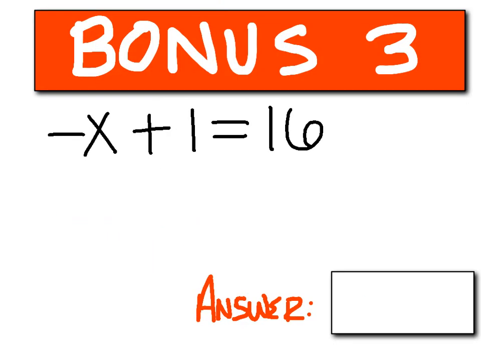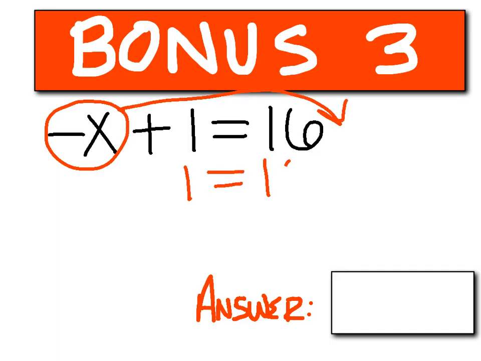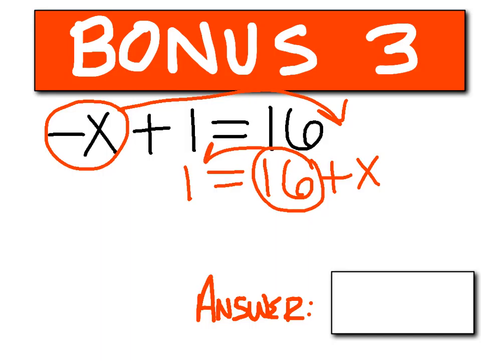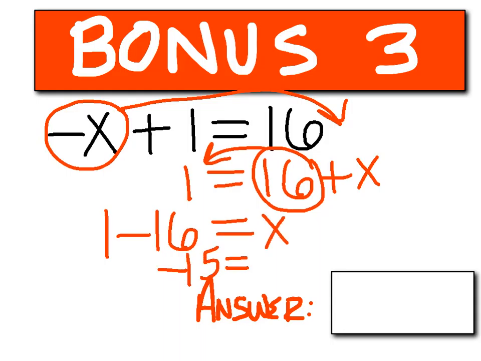Alright, go ahead and bring up the bonus. Okay, for this one, when we move our x over, we have 1 left on the left side. On the right, we have 16 plus x. Now remember, when we move our 16 to the left side, it's going to be negative. So that's going to be 1 minus 16. And that's going to give you a negative 15. So your answer should be negative 15.